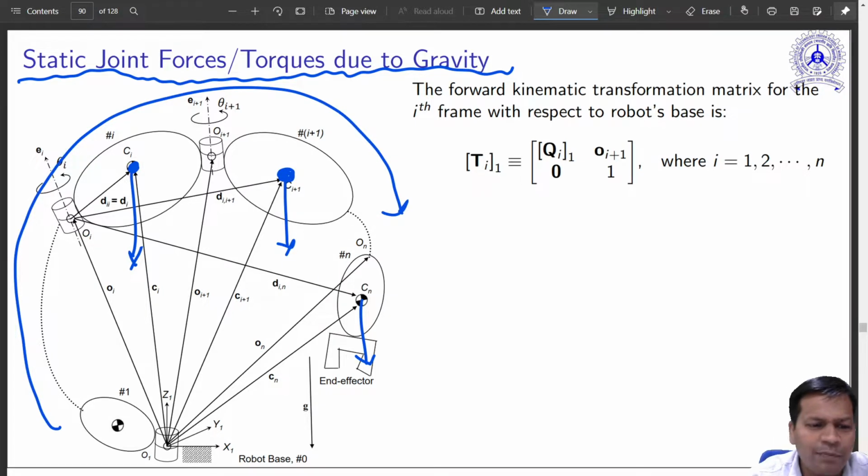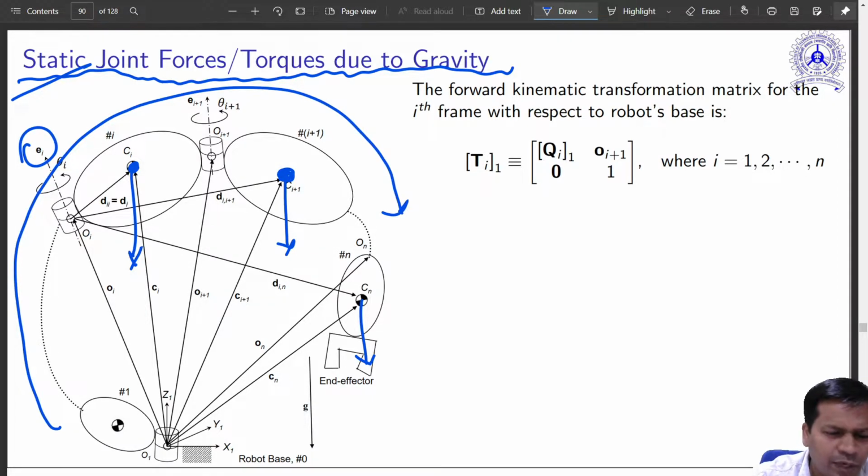Again I am doing static analysis. That means these masses are not moving, or even if moving, it is negligibly small. So we can easily ignore the velocity and acceleration portion, the forces generated due to velocity and acceleration. I am just analyzing this statically. Now this is the approach when you go from outward to inward. Let us start with one of the joints, that is the i-th joint vector.